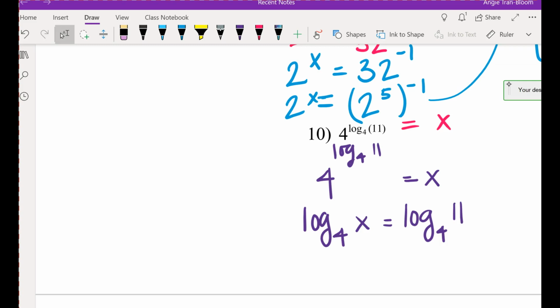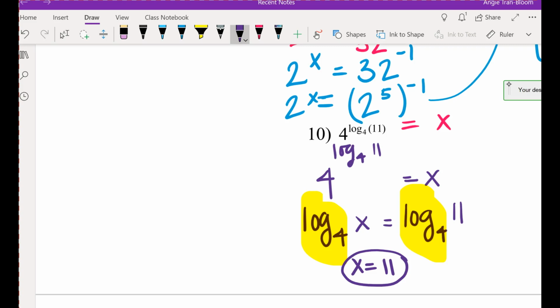Now, tell me, can I drop log base 4? Do you have 1 on each side? Yes, just like exponents. It is the same log over the same base. You can drop them. Final answer is x equals 11. Okay. Copy that down.